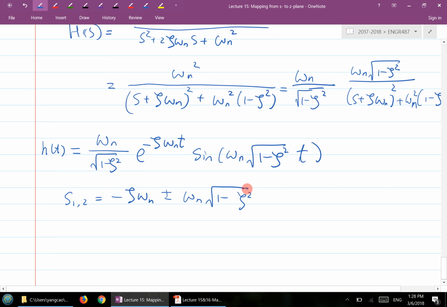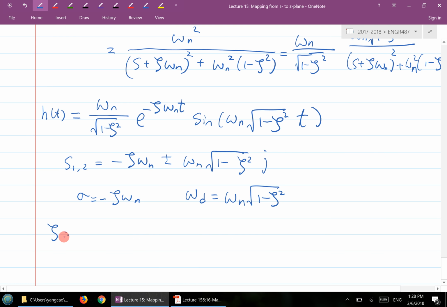Okay, so you have a real part, and then plus multiplied by j. Right, those are complex conjugate poles here. The real part is this. The imaginary part, we call that omega d. Again, zeta here is the damping ratio, and omega n here is the natural frequency.